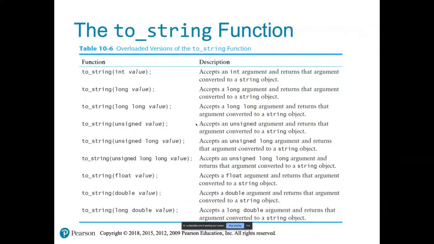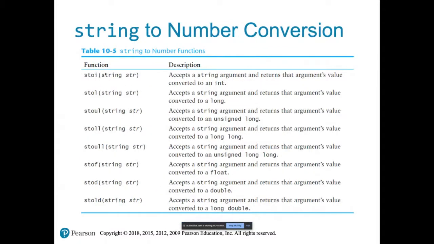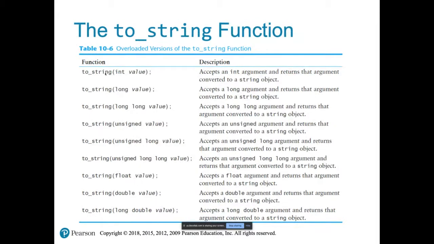The to_string function takes an integer value and changes it to a string. This is the reverse of this. This takes a string and converts it to a numeric. This takes the numeric and converts it to a string.